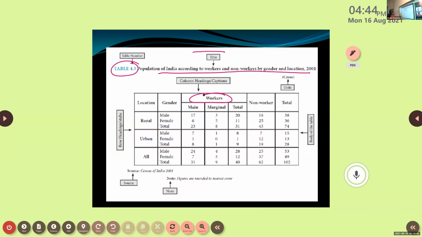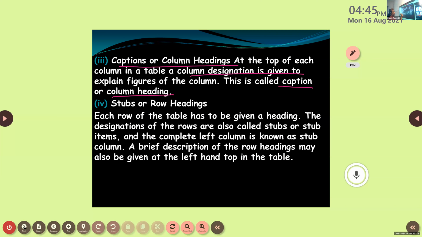So the heading should be clear. For example, non-workers is very easy to understand. It is in crores, so 18 crore male non-workers are there in the rural area. We can easily interpret that. So what is the caption telling us? By seeing the designation given at the top, non-workers, it easily explains the figures of the column.